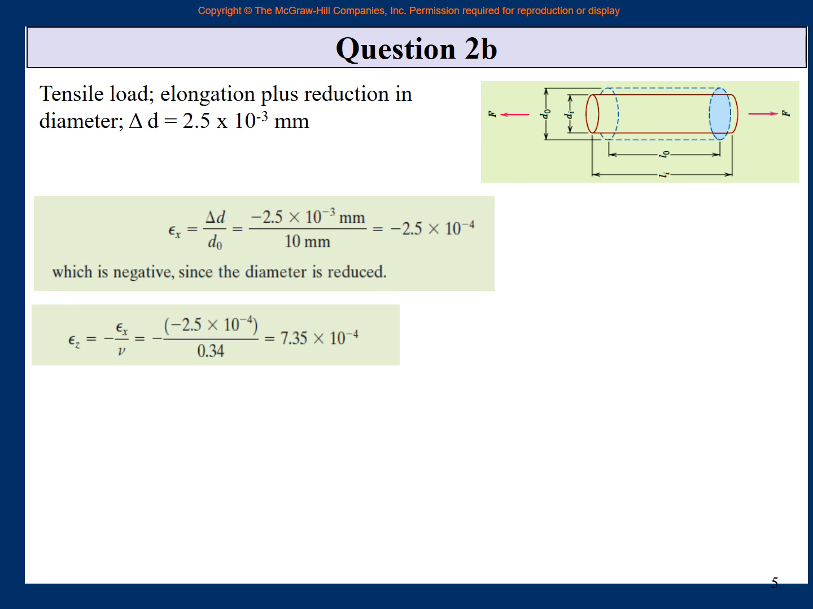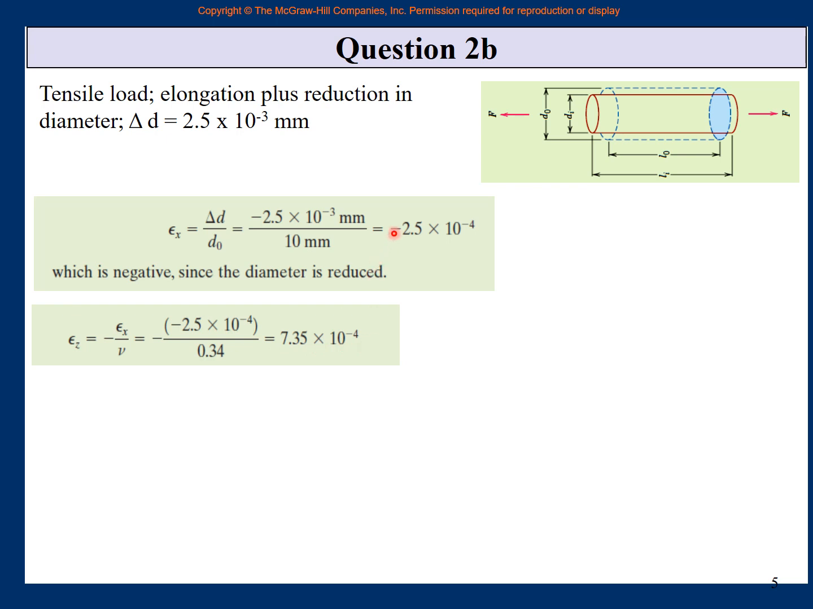So therefore, if you want to find the epsilon z, then it is minus epsilon x upon nu, right? So epsilon x you have already found, and the nu value is given in the problem. But remember, there is a minus sign already in the equation, and then there is a minus sign in this value, so this will become a plus number. And because it is a strain, there is no unit.